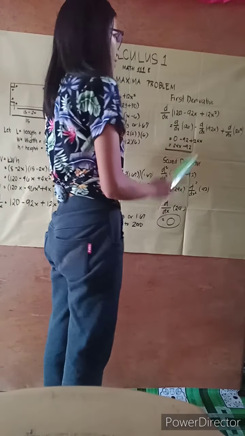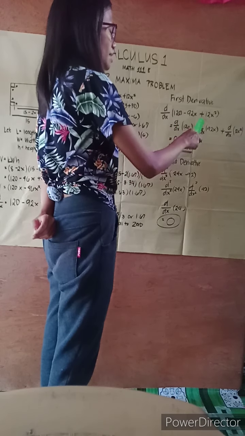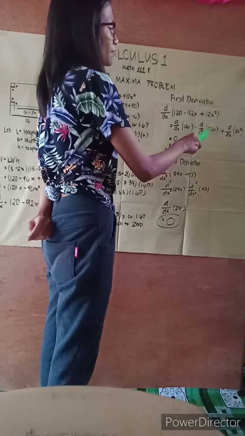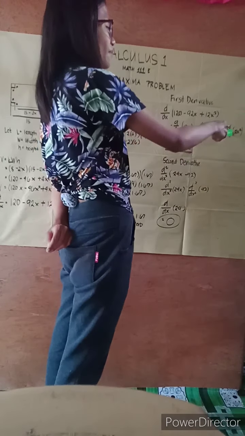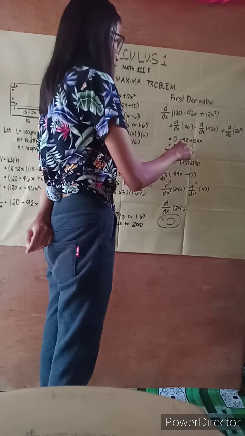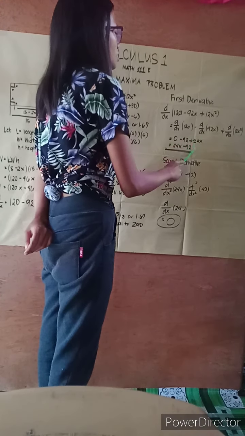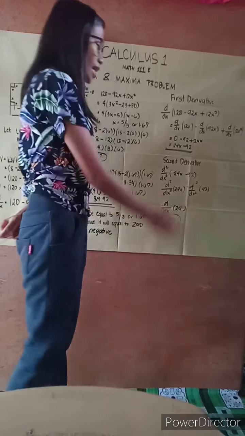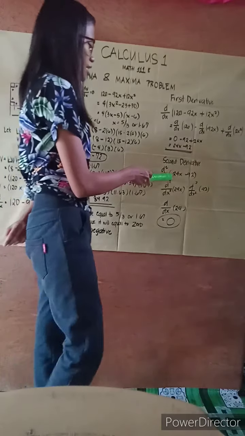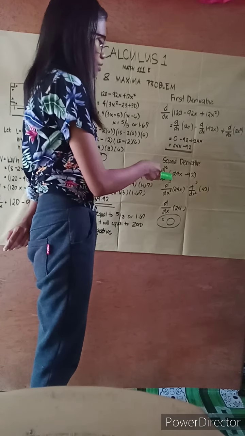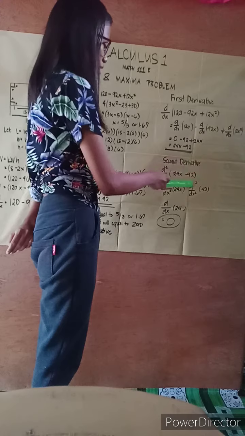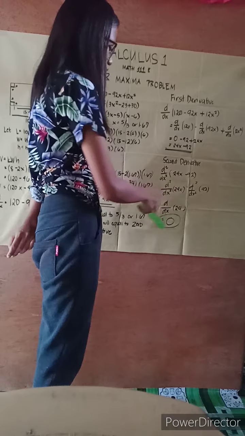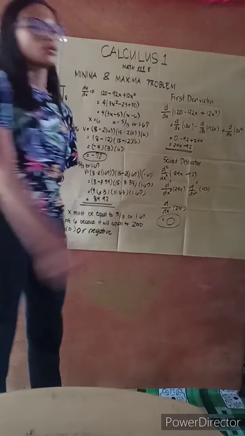The first derivative, 120 minus 92x plus 12x squared, is equal to the derivative of 120 minus the derivative of 92x plus the derivative of 12x squared, which is equal to 0 minus 92 plus 24x, equal to 24x minus 92. The second derivative of this equation, d2V over dx2, is 24x minus 92, so the derivative of 92 is equal to 0, and the derivative of 24x is 24.